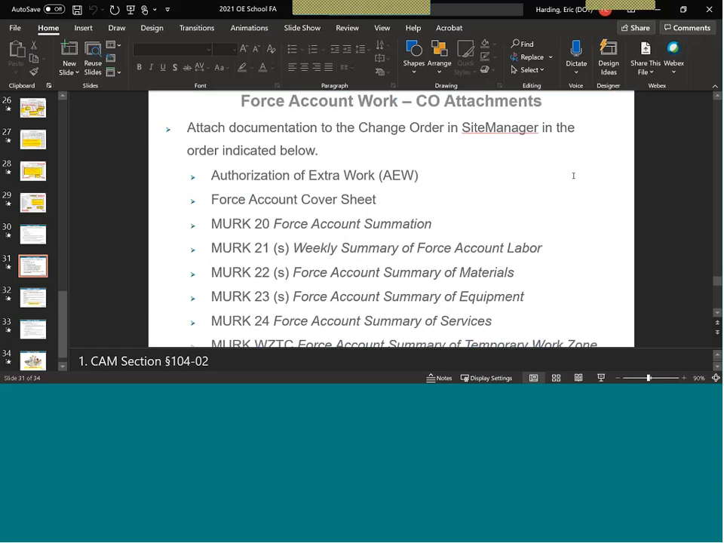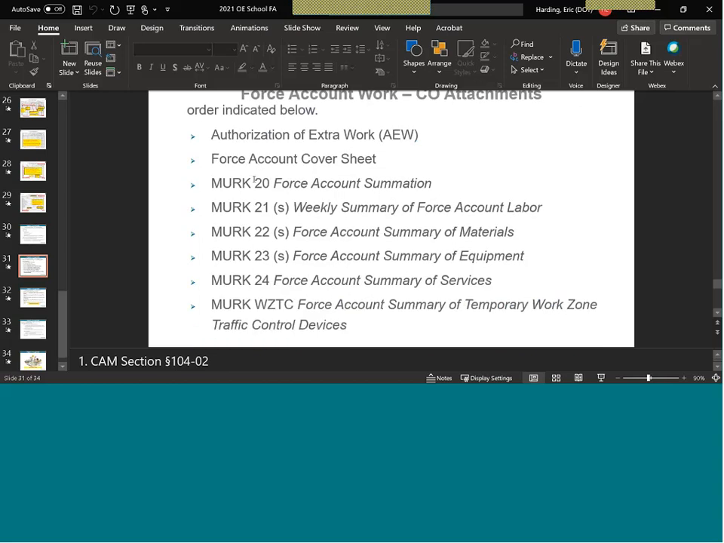All right, now here's the order they want us to attach the force account records. Now this can get to be a little bit of a problem. Contractors don't always follow this. It can be difficult for field staff, if it's a big force account, to rearrange all these forms and rescan everything, but ideally this is the order we like to see things.